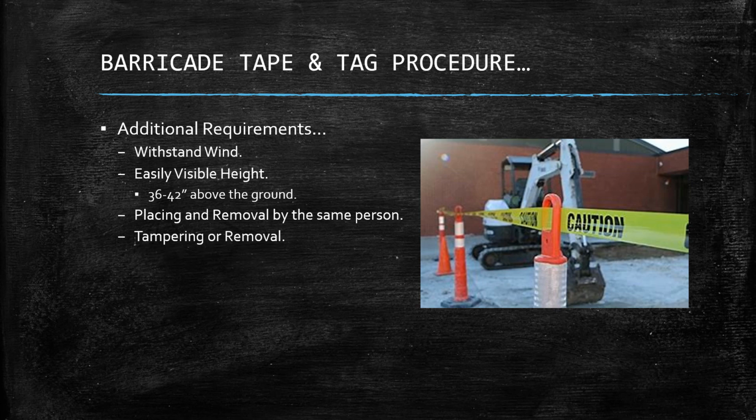Tampering with or unauthorized removal of the barricade or any other safety signs are strictly forbidden. If a barricade becomes long-term, alternative items such as a rope or chain may be used. Ropes and chains should still match the hazard by color, using yellow for caution and red for danger.